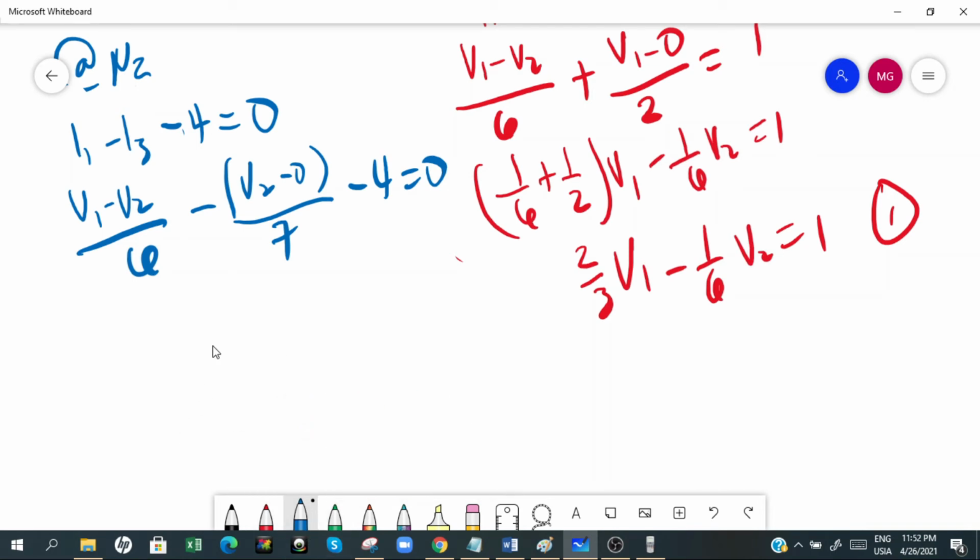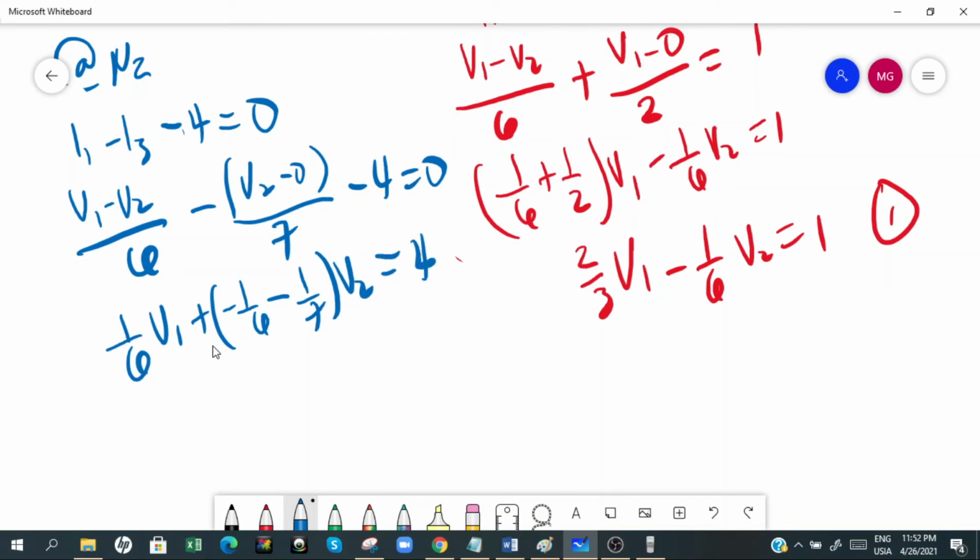Okay, we have here V1 is 1/6 V1. How about this one? This is negative 1/6. This is plus negative 1/6 minus 1/7. This is all for V2. Then this one is equals, transfer to the other side, so 4. 1/6 V1, minus 1/6 minus 1/7, so that's 13 over 42 V2 is equal to 4.